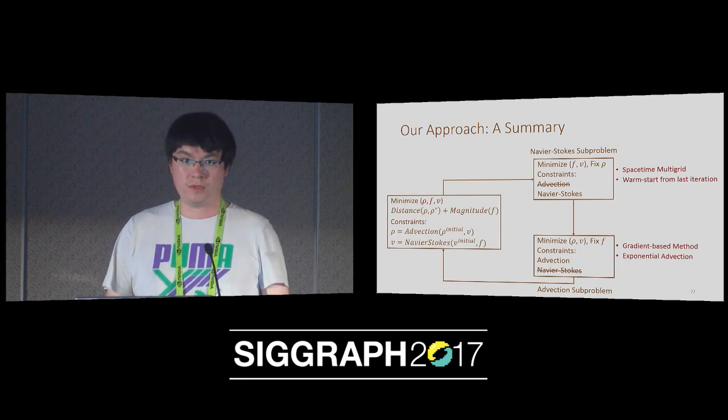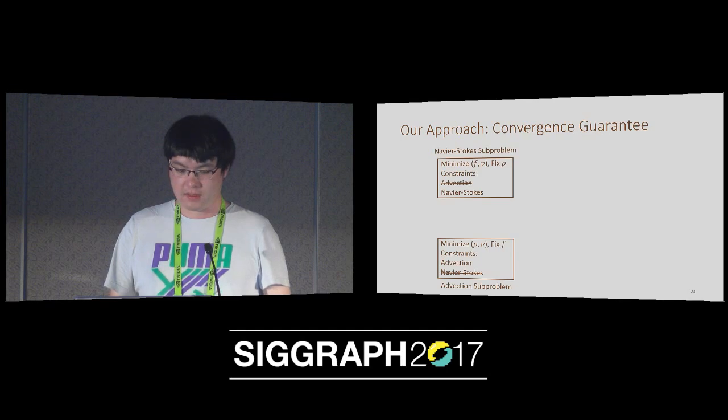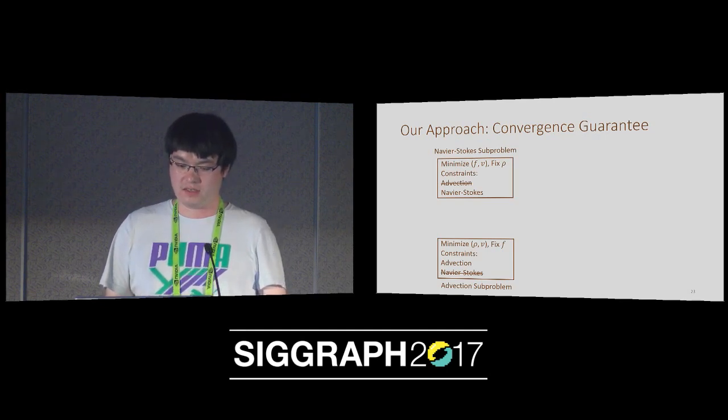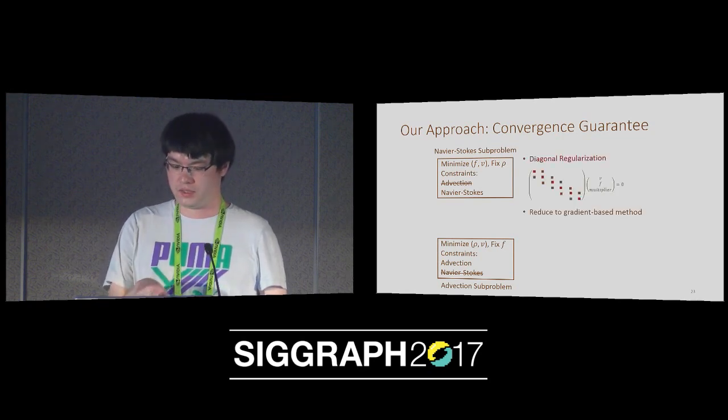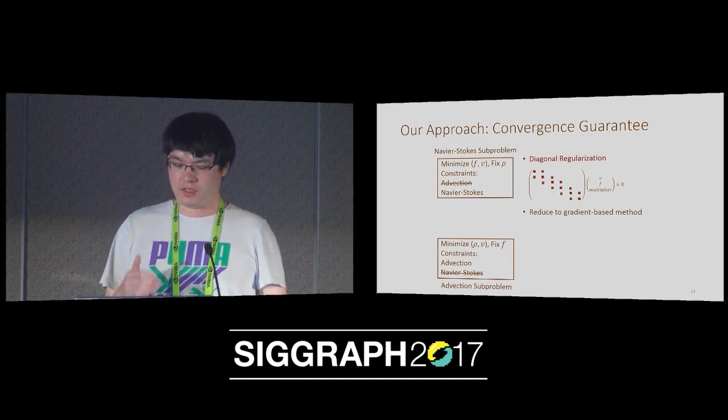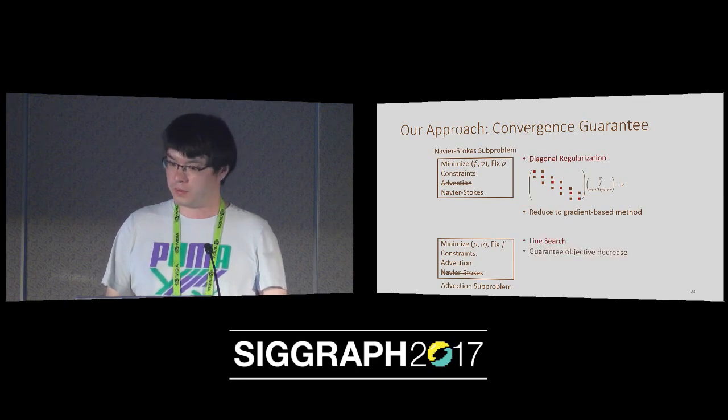A minor problem with this solver pipeline is that a multigrid solver, especially the nonlinear version, is not guaranteed to converge. But with a very simple modification, this convergence guarantee can be provided. This is done by introducing diagonal regularization to this tri-diagonal system. We can show that using large enough regularization, the solver reduces to a conventional gradient-based method, but in practice, a little bit of regularization provides the convergence guarantee. And for the other subproblem, we use a simple line search that guarantees function value decrease.